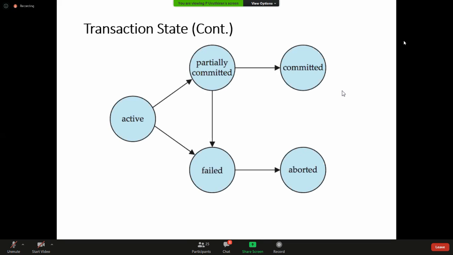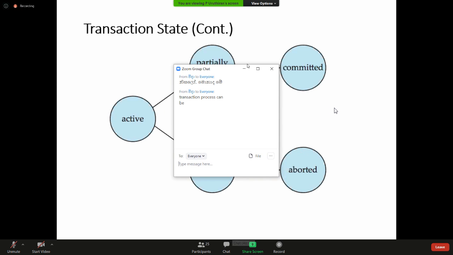Okay, some are writing. Okay, transaction process can. What is that? Can means transaction process. Okay, transaction process means any update that happens in the database. We call it a transaction. Okay, you can ask the question. In between, if you have any doubt, you can ask.